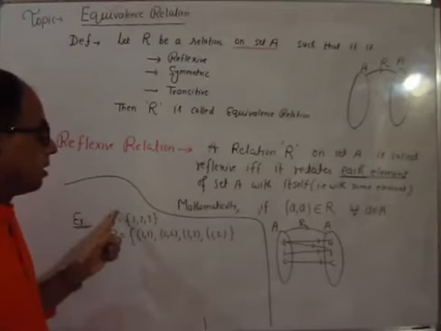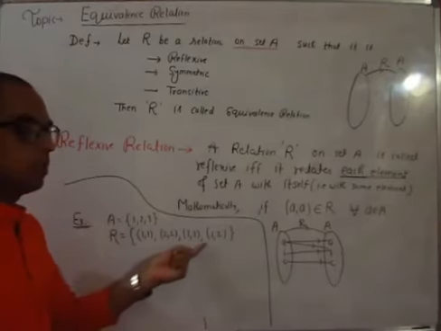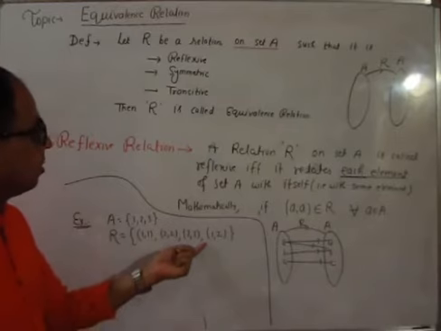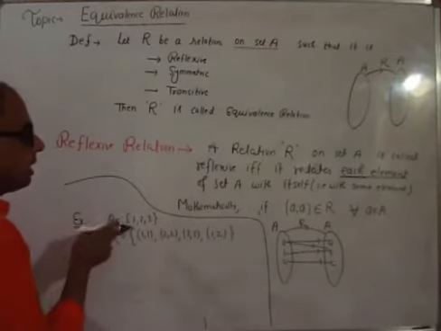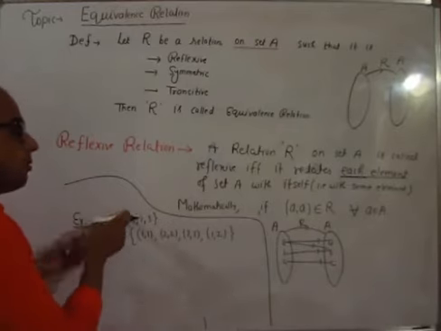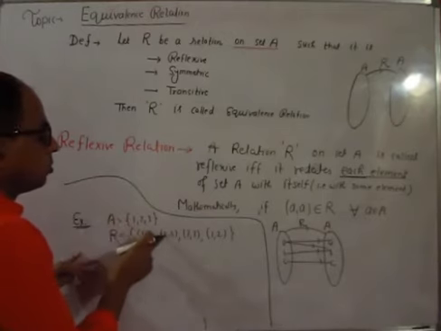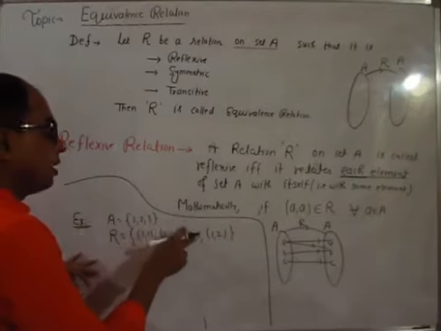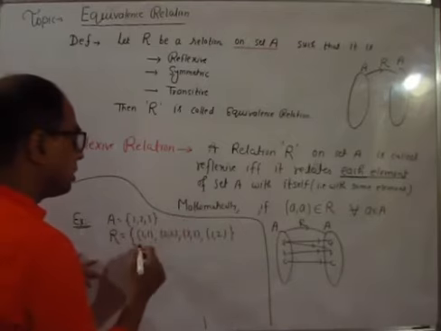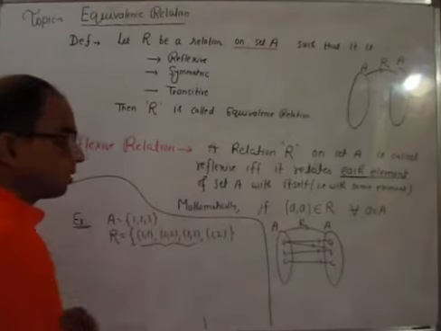In this set we have taken one relation, this one, in roster form. Here we can say that each element of set A is related with itself. 1 is related to 1, 2 is related to 2, 3 is related to 3. Clear? So this is the necessary condition for reflexivity.